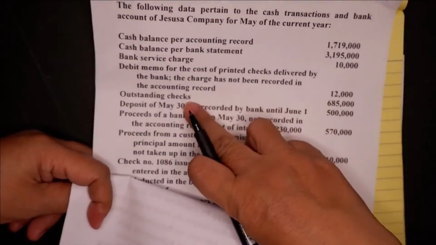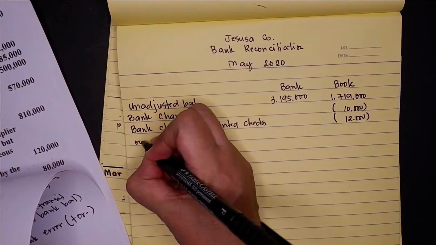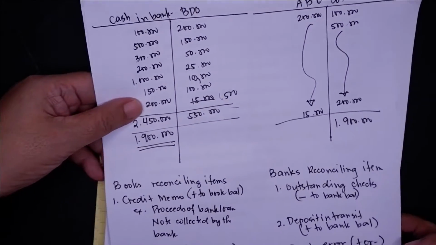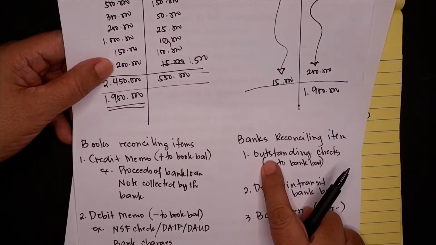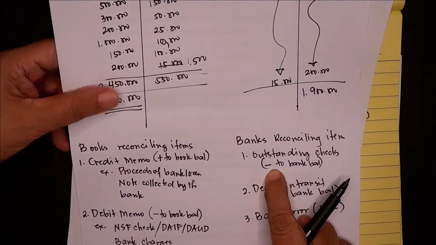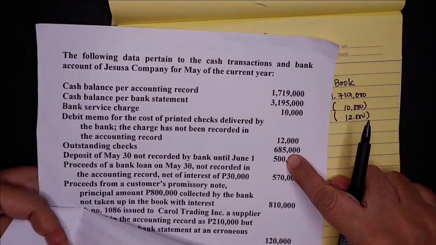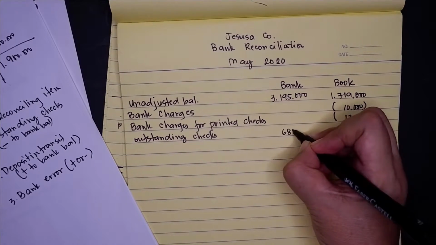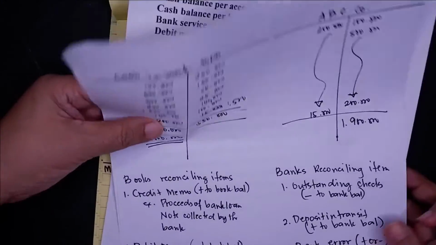Okay. Then we have outstanding checks. Whose reconciling item is outstanding checks? That is the bank's reconciling item. How are we going to reconcile? Minus to bank balance. And the outstanding checks are 685,000. So 685,000 minus to bank balance.